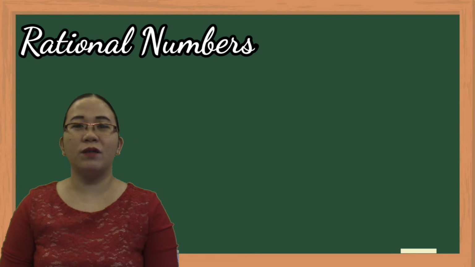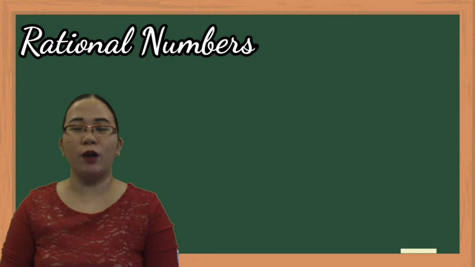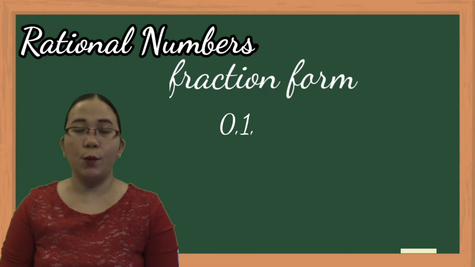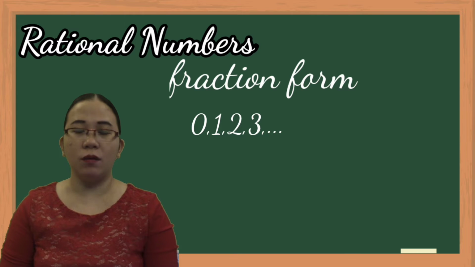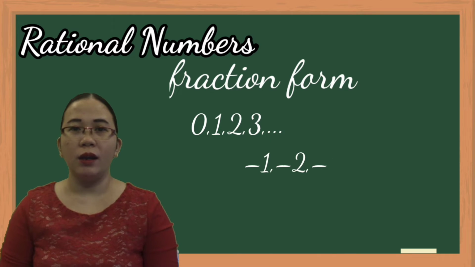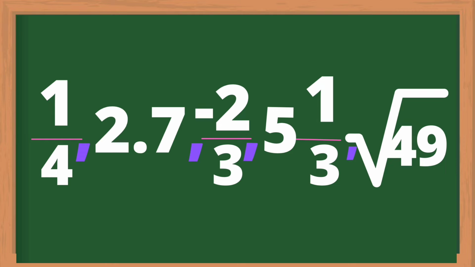Rational numbers are numbers that can be written in fraction form, such as 0, 1, 2, 3, and so on. Also, their opposites negative 1, negative 2, negative 3, and so on. 1/4, 2.7, negative 2/3, 5 and 1/3, and square root of 49 are also rational numbers.